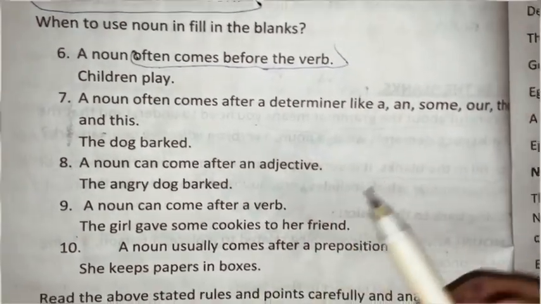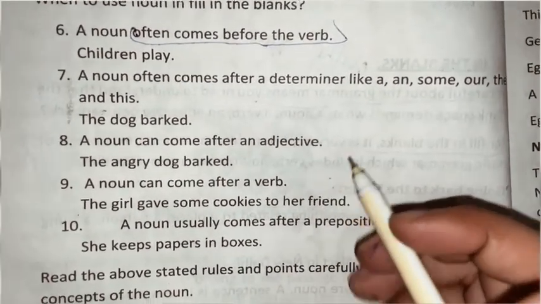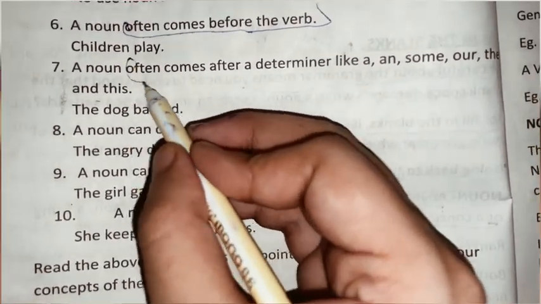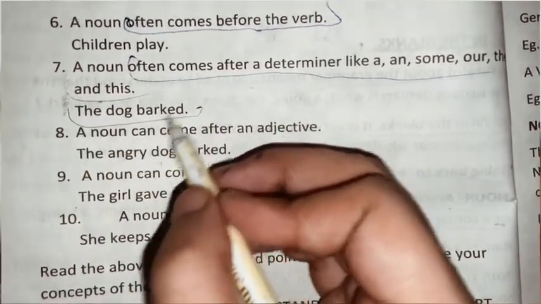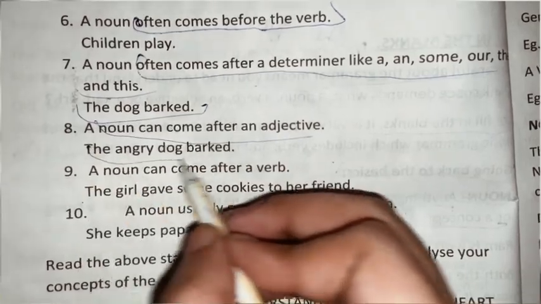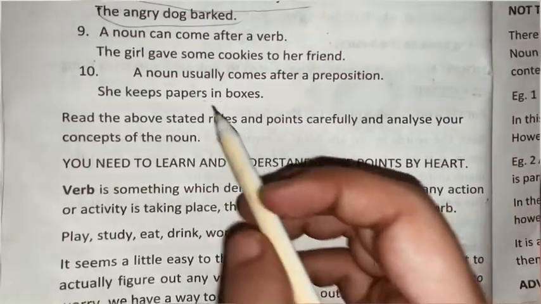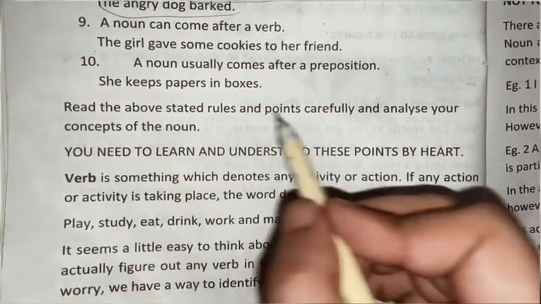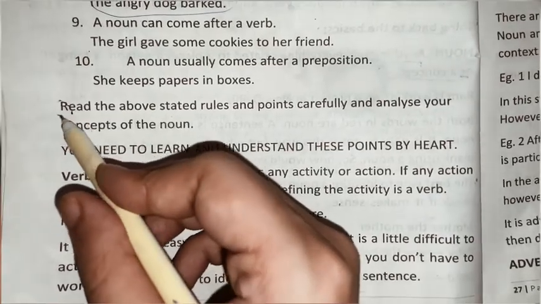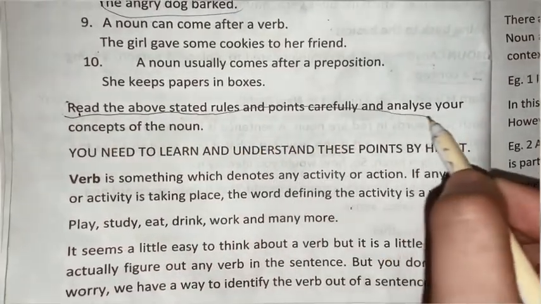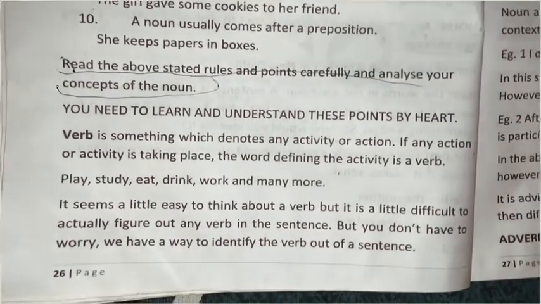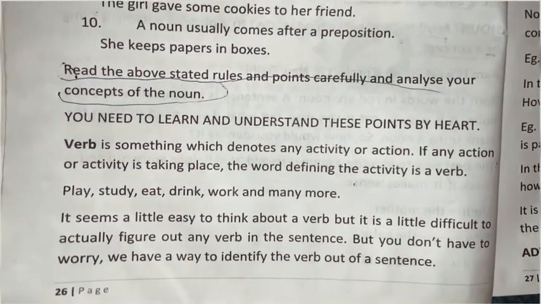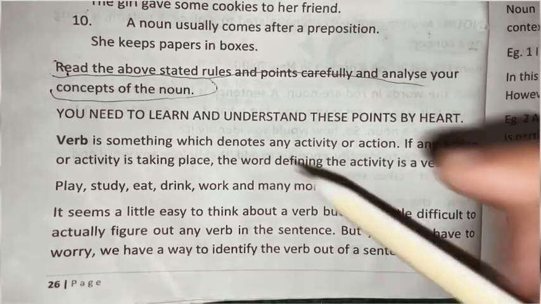A noun often comes after a determiner like a, an, some, or the, and this. The dog barked. A noun can come after an adjective. The dog barked. A noun can come after a verb. So you should understand this. Read the above stated rules and points carefully and analyze your concept of the noun. You need to learn and understand these points by heart.